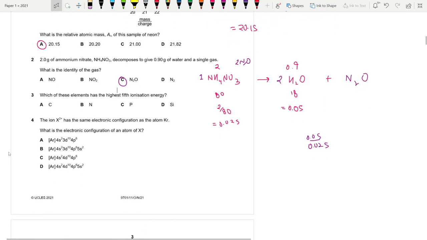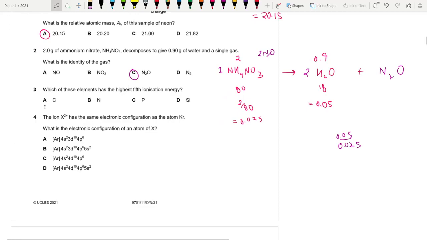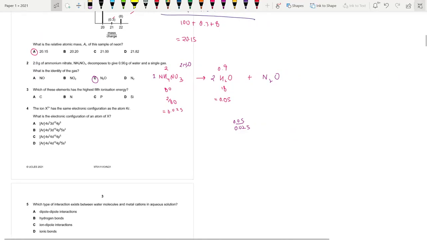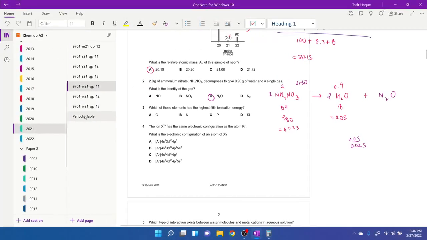Okay, which of these elements has the highest fifth ionization energy? Fifth ionization energy. Okay, so let's look at the data booklet. I have it over here. Wait.